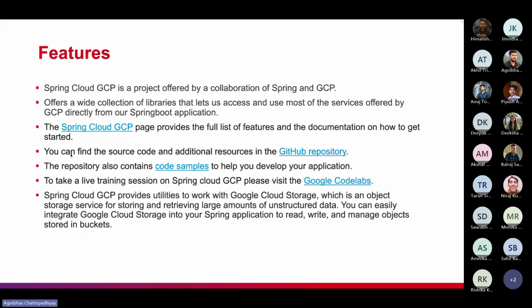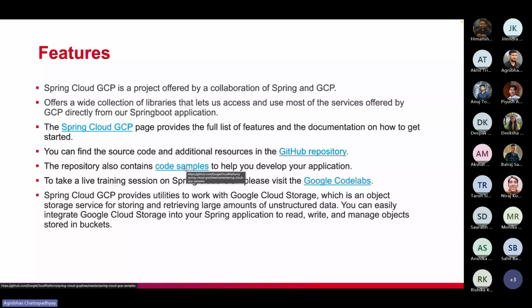You can also find the source code directly in GitHub for all the GCP services, Spring Boot services designed using Spring Cloud GCP. This is the GitHub link, github.com Google Cloud Platform, and under it, Spring Cloud GCP. The repository also contains code samples so that it can help you develop your application while you are working with any of these GCP services. So it has basic to very specific use cases. All of the examples you can find in their GitHub repository. So this is the link for GCS examples, and you can also find every other service from this link.